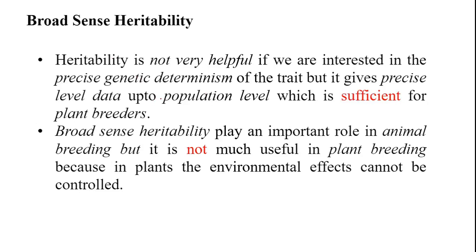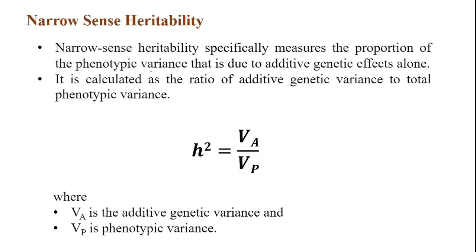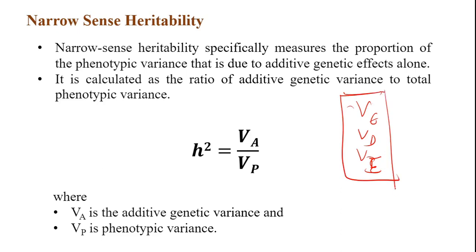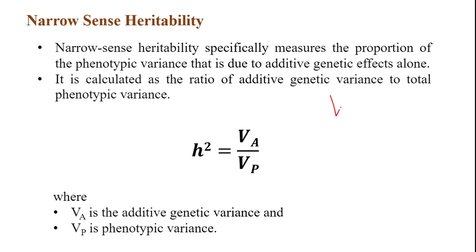Next one is narrow sense heritability. Narrow sense heritability is not at all focusing on all the genetic variation, dominant variation, and other gene variations. Sorry, there are epistatic variations here, and I can observe that narrow sense heritability does not depend upon those. It mainly focuses on additive gene variation.